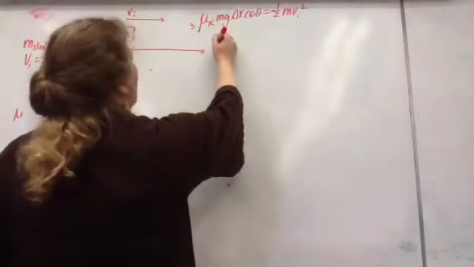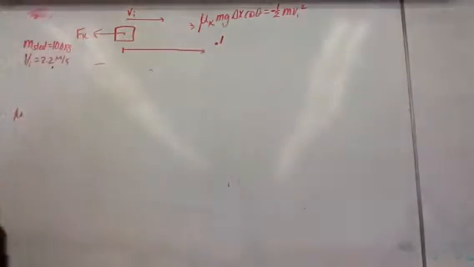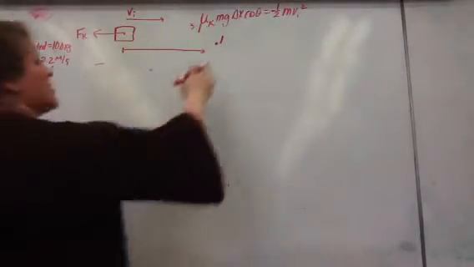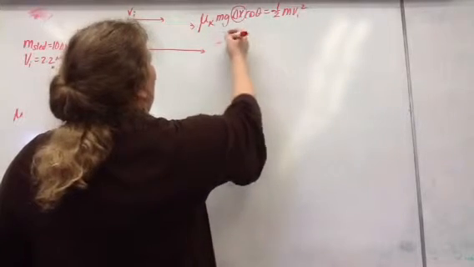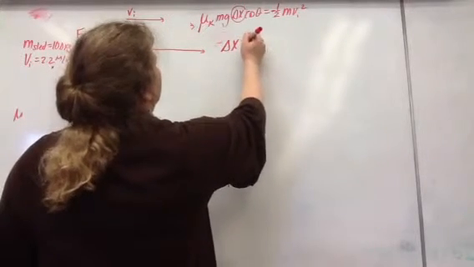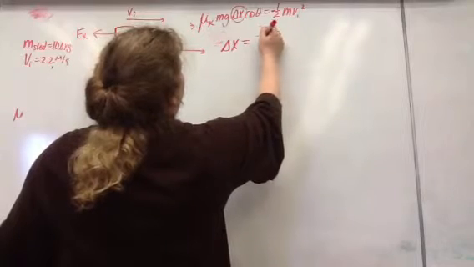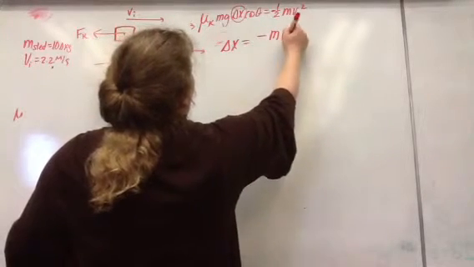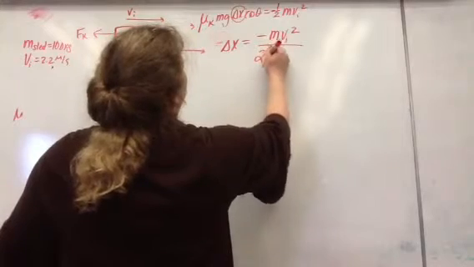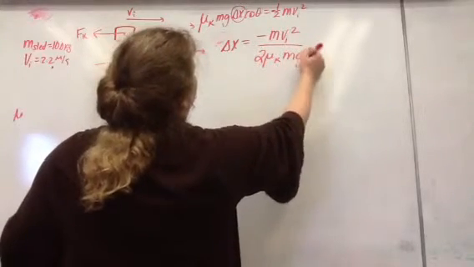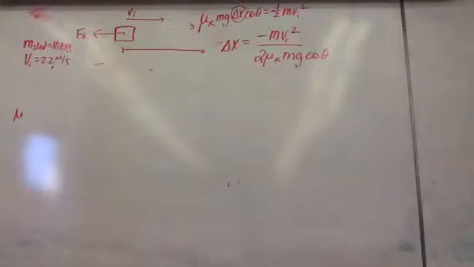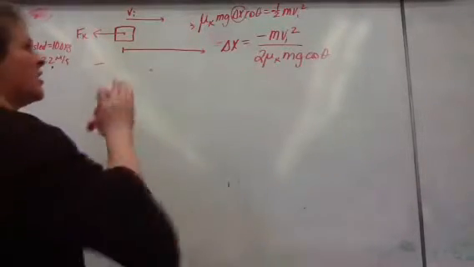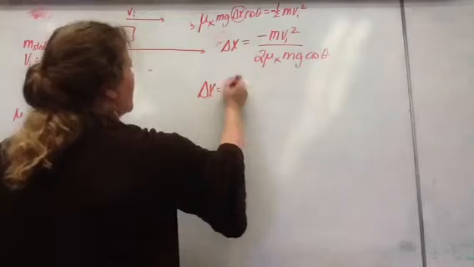So mu k is 0.1. Oh, we got to rearrange. Sorry. So this is what we want. Well, if we do this, delta x equals negative m vi squared over 2 mu k mg cosine theta. I did it all in one step, but I think you can all handle that level of algebra. Okay, now we're rearranged. Now we can go ahead and start plugging in numbers.